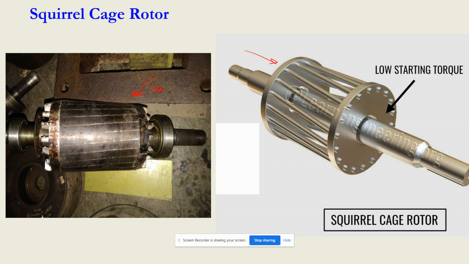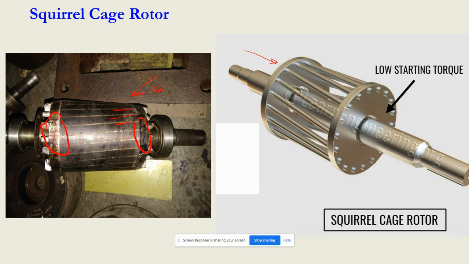This squirrel cage rotor consists of a laminated cylindrical core having parallel slots on its outer periphery. So these are the parallel slots. One copper or aluminum bar is placed in each slot. All these bars are joined at each end by a metal ring. So this is your metal ring. These rings are called end rings.